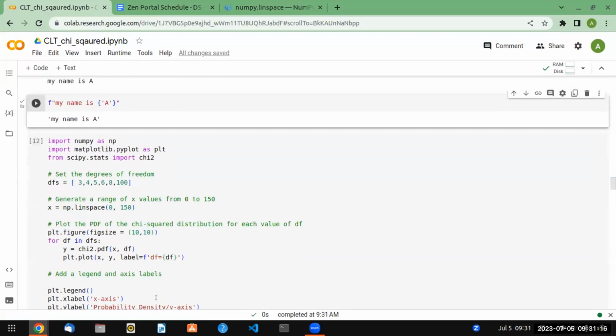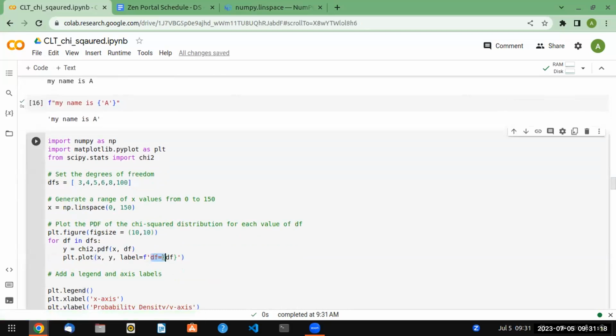Same thing we're doing here, guys. df equal to, then curly braces, the df. This df is coming from where? This iteration, because for each degree of freedom, we are plotting it, right? So, is this plot clear?